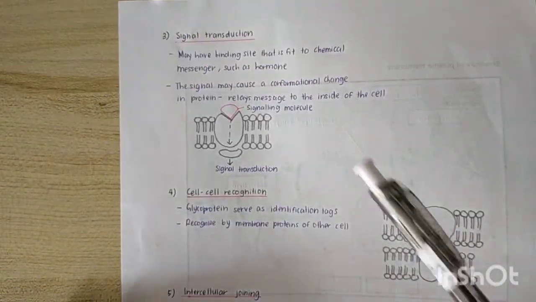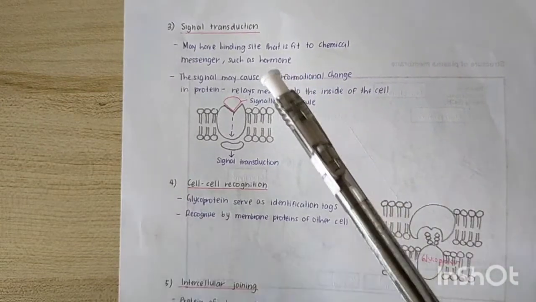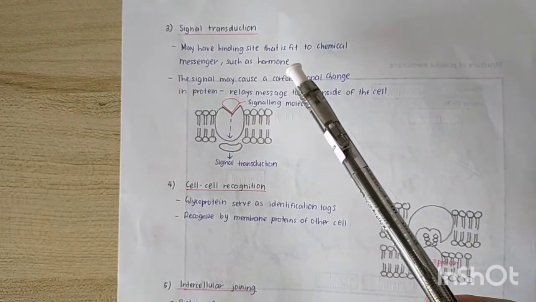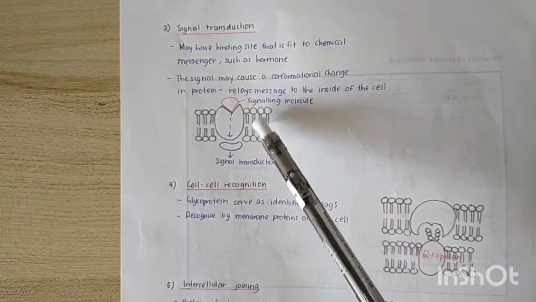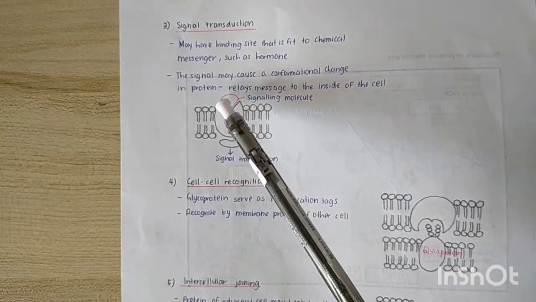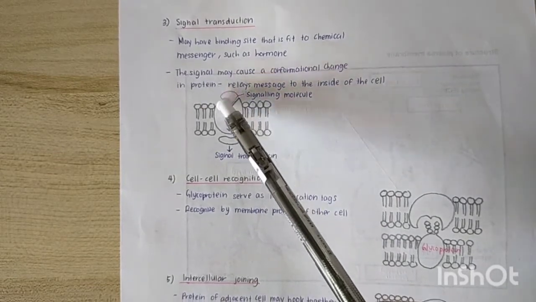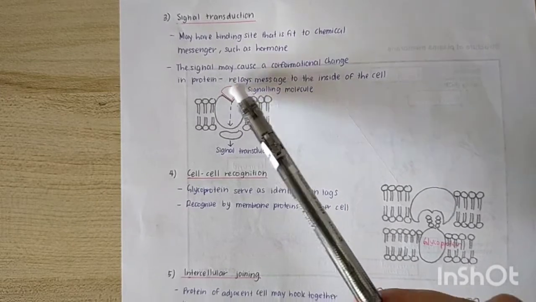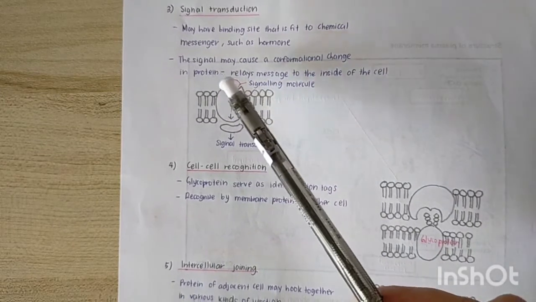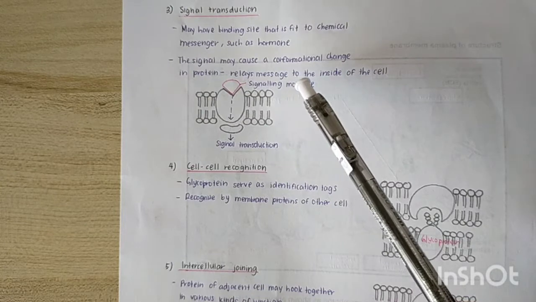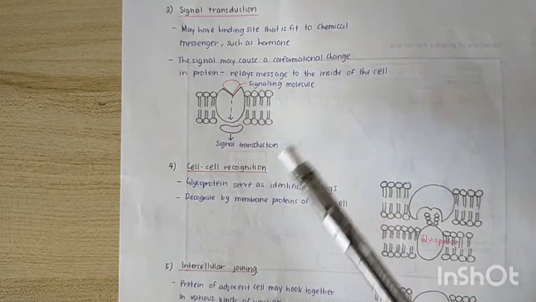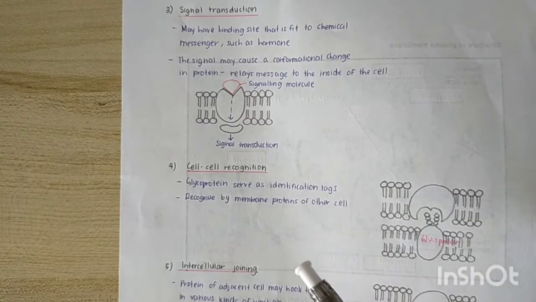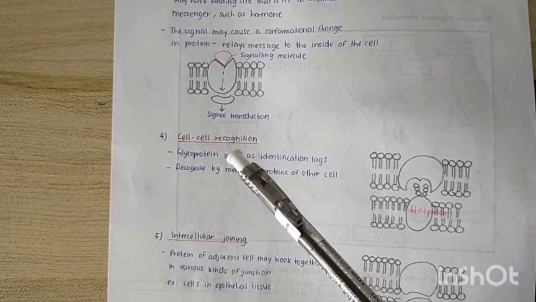And then we proceed to the next function, signal transduction. So what is signal transduction? It may have a binding site that fits chemical messengers such as hormone. So if you look at this structure, this protein here may have a binding site for the chemical messenger. The example of chemical messenger here is hormone. So the signal may cause a conformational change in protein which will relay the message to the inside of the cell. Okay, and then for the next function, cell-cell recognition.